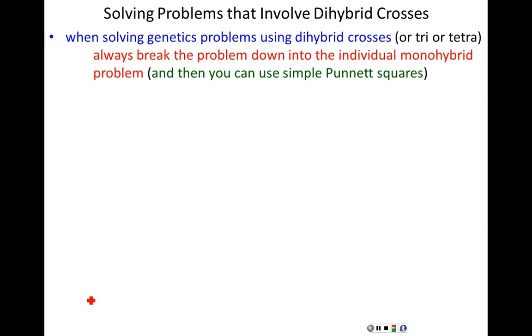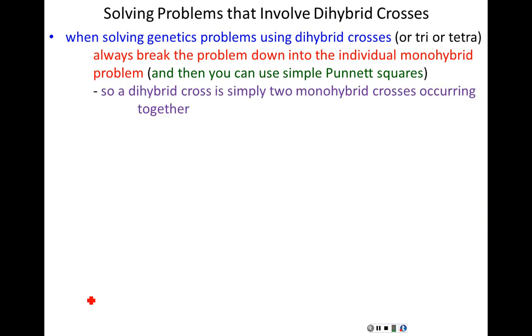Let's use our probability. When solving genetic problems using dihybrid crosses or above, trihybrid crosses, tetrahybrid crosses, anything more than one gene, you always want to break that problem down into its individual single gene problems, the individual monohybrid crosses that are occurring within the larger problem. And there, you can use Punnett squares. So a dihybrid cross is really nothing more than 2 monohybrid crosses occurring together. So we're going to take our dihybrid cross, the heterozygote by the heterozygote, and break it down as 2 monohybrid crosses.